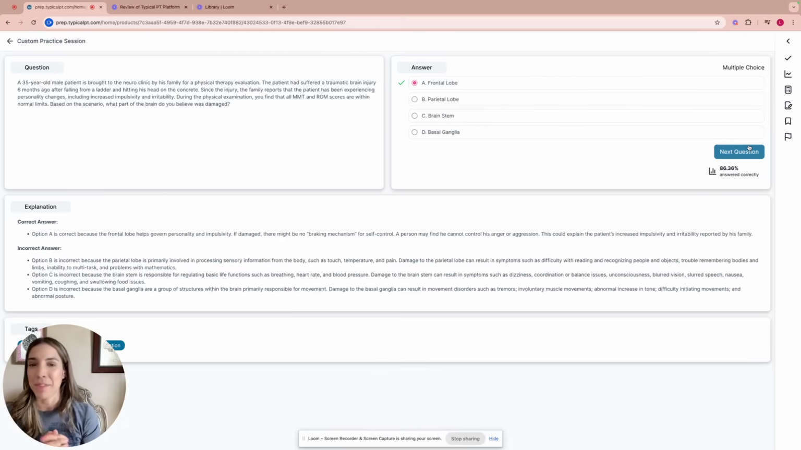So now, again, I told you why B is not, because B is more of sensory. C, brainstem, it's more like vital functions. And D, it's basal ganglia. So here you can see how to approach a question like this. So next one.